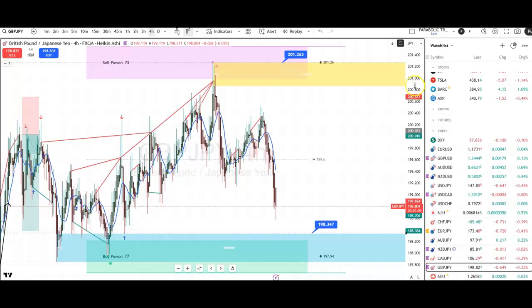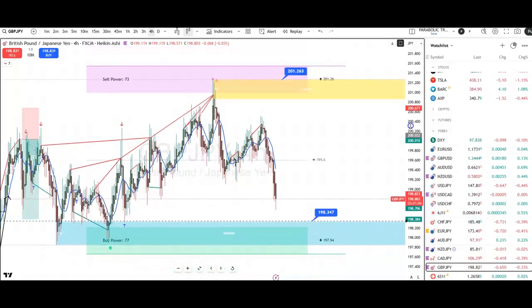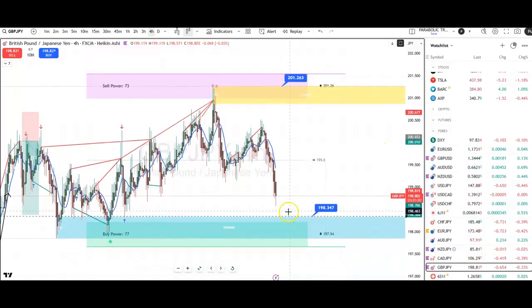Similar situation for the pound yen. These are looking fabulous. And as we can see, 198.34 is highly significant. I did put a target down here from here as a trading idea last week. So if you're in that, congratulations. Once it gets to 198, you are looking to buy into this trade with a buy power of 77.